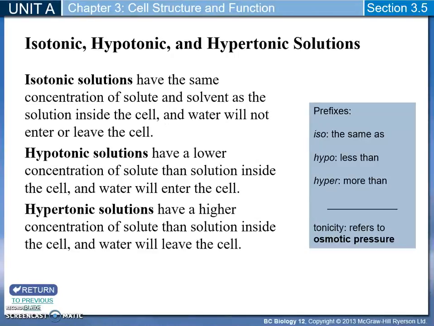So a hypotonic solution means that there's a lower concentration of solute outside the cell than inside. That means that water molecules will enter the cell. With a hypertonic solution, the solution outside of the cell has a higher concentration of solute, and therefore you will have water leaving the cell in that situation.